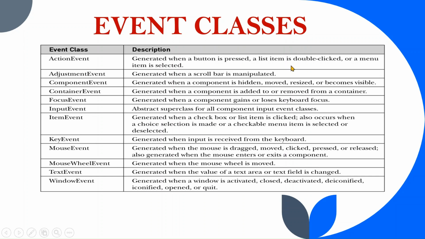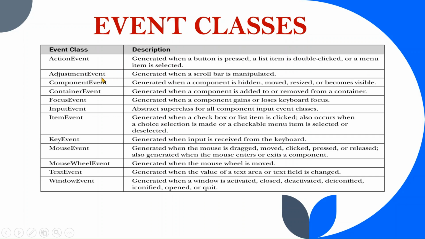In the list box, we have list items. If I double click a list item, then we have an action event. If you go for a single click, still the item event is generated. So for one component, more than one event can be generated. When you select a menu item, the action event is also generated. Suppose you take File, Edit, these are the menus. If you take File, we have New, Open, and so on. Those are menu items. If I click that menu item, then the action event is generated.